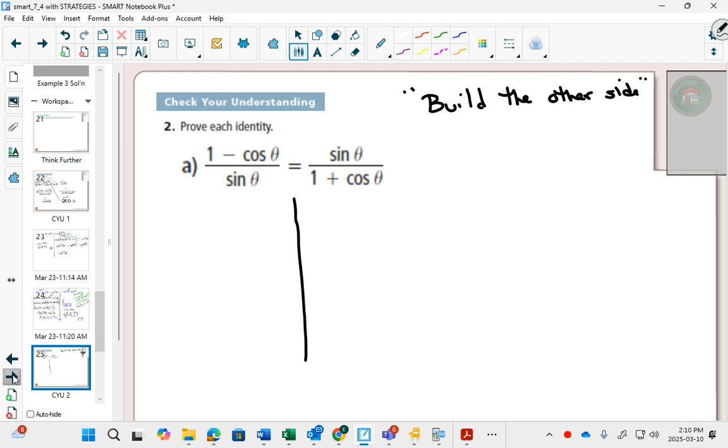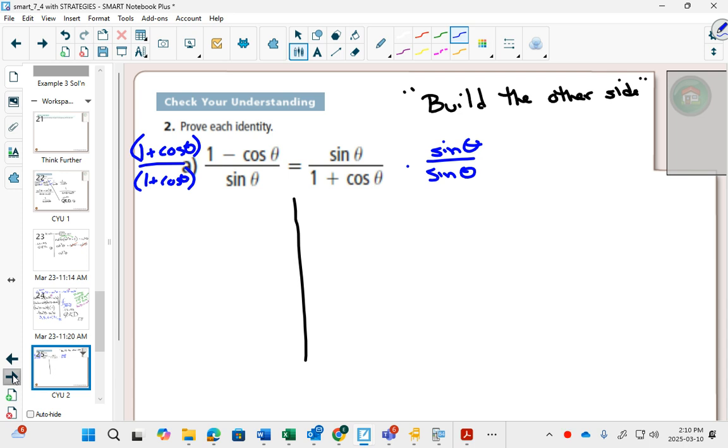This denominator on the left-hand side is sine theta. So on the right-hand side, I'm going to put a sine theta on the bottom. But if I put a sine theta on the bottom, I would also need a sine theta on the top. And on the left-hand side, if I want my denominators to be the same, it's missing a 1 plus cos theta. So I multiply the bottom by 1 plus cos theta and the top by 1 plus cos theta.